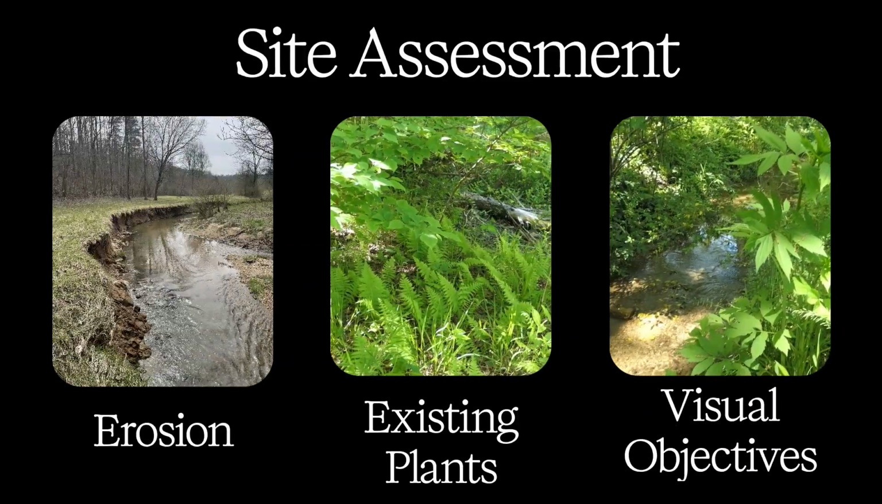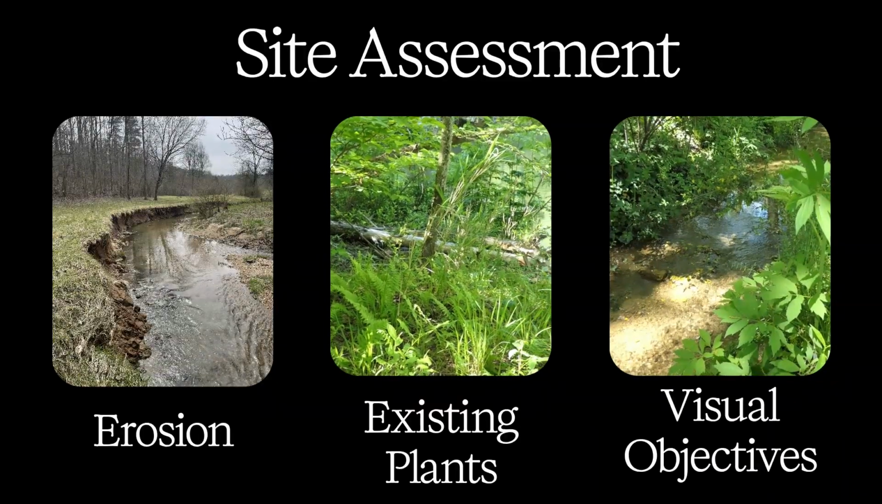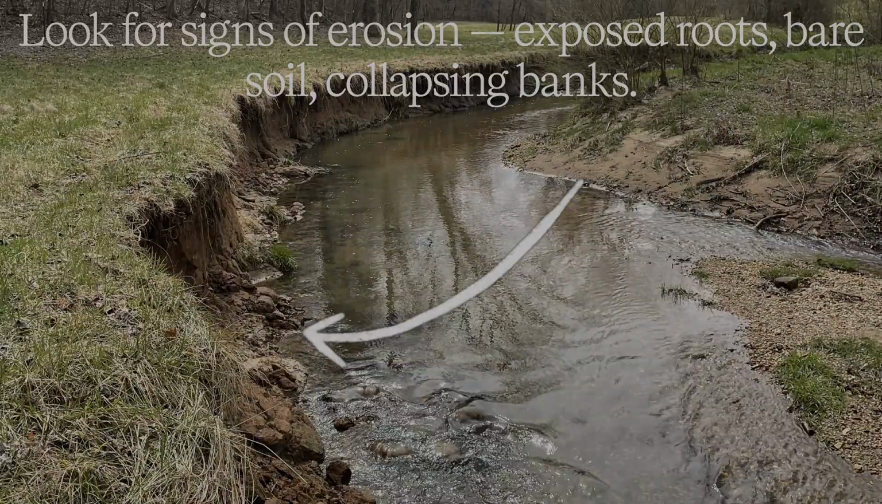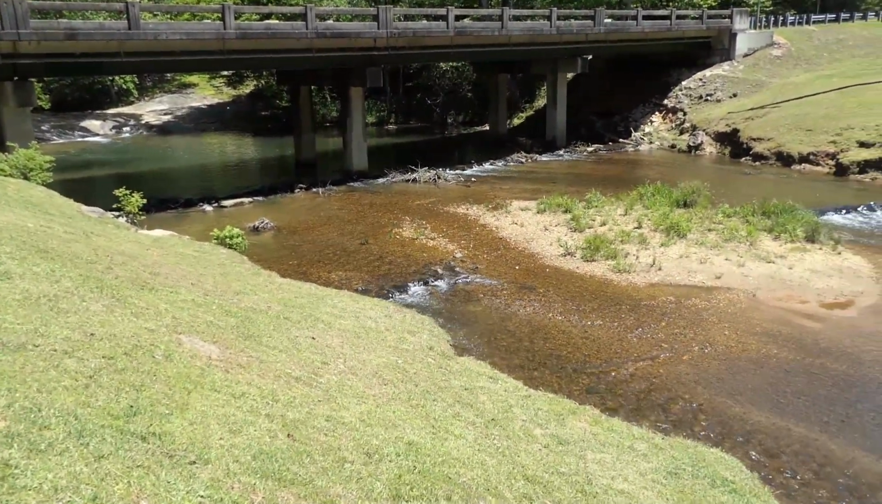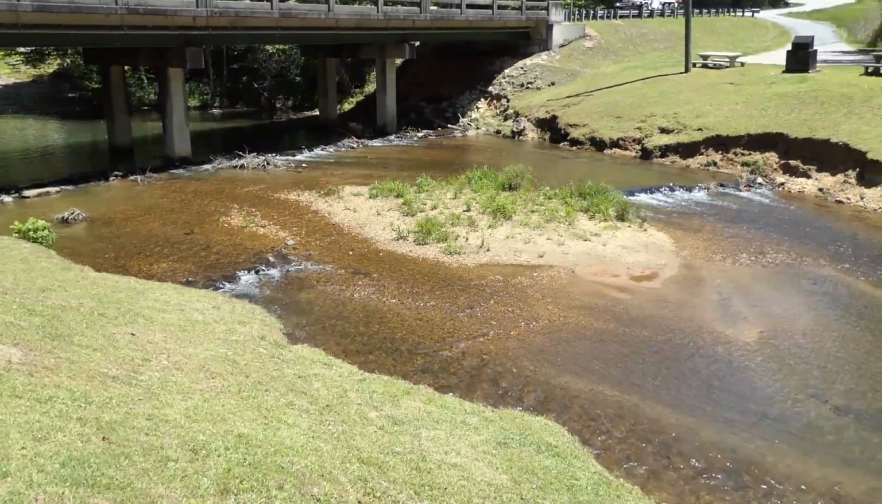Before you plant, start with a site assessment. Look at your stream bank or shoreline. Is the soil stable, or is erosion cutting away at the bank? Is turf grass mowed right to the water's edge? That setup often leads to more erosion and stormwater runoff.